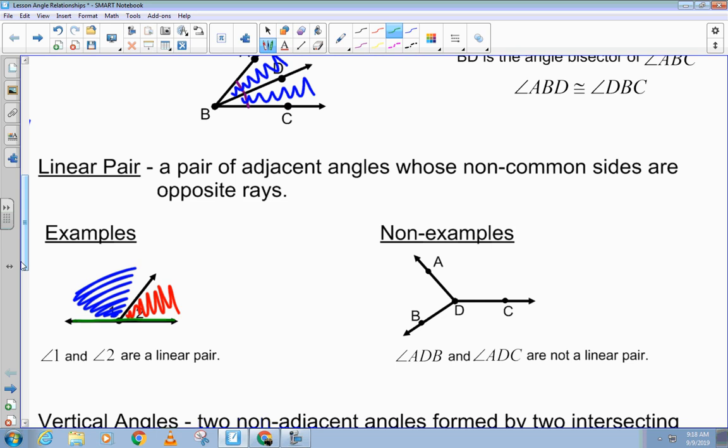Now, these are not a linear pair. If we look at ADB, which is this angle right here, and we look at ADC, which is that angle right there, are those adjacent? They're next to each other, right? But are they a linear pair? No, because their non-common side is bigger than a straight line. So those are not a linear pair. This first group is, that second group is not.